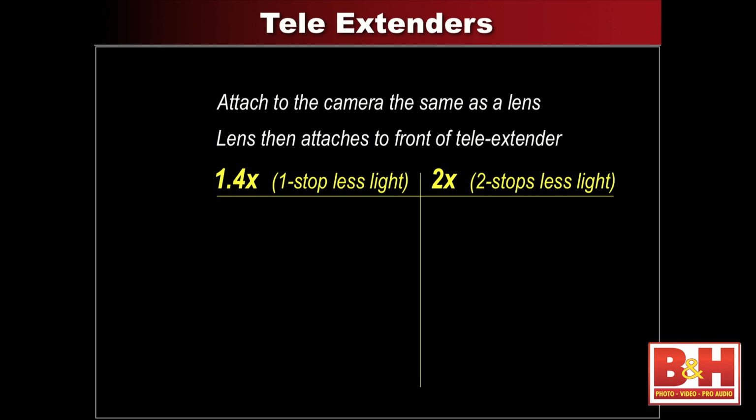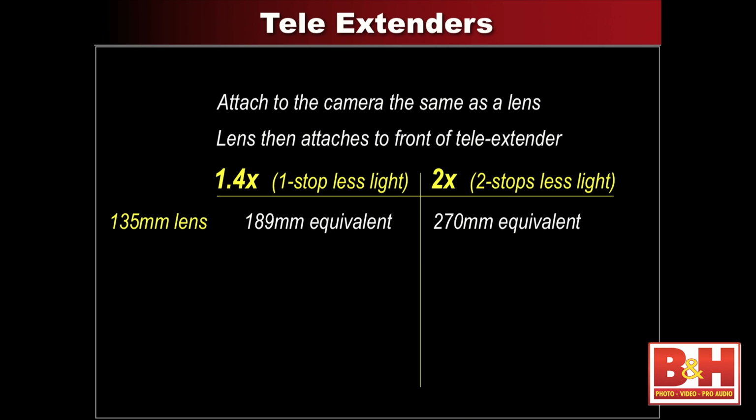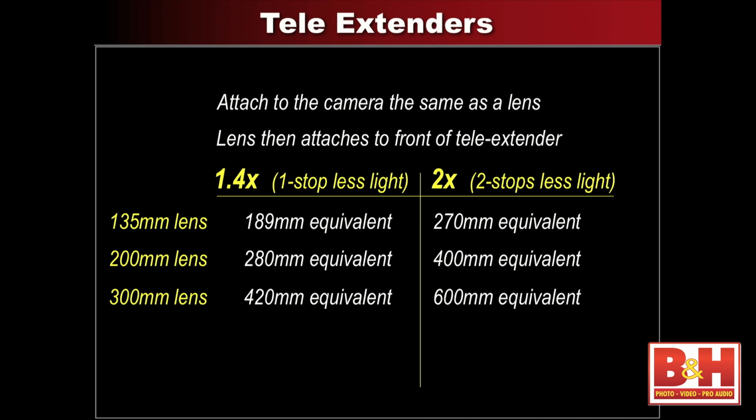What they do for your telephoto is that 135 millimeter we were looking at before, that f2, that's now 189 millimeters with this one, 270 with that. You go up to 300 millimeters, you go 420 or 600 millimeters. So it's a long reach. But you still have to have f5.6 in order to use the autofocus. You still manually focus. There's only a few exceptions that'll go up to f8.